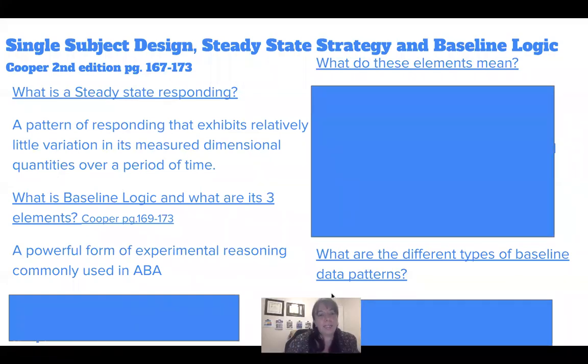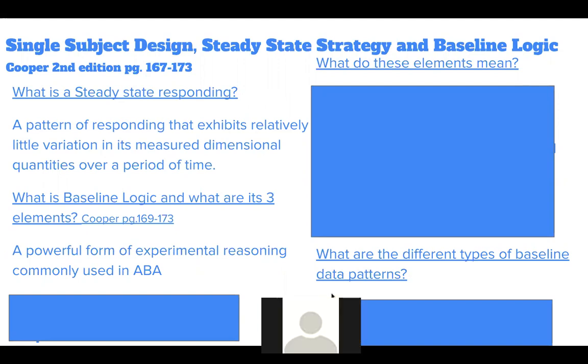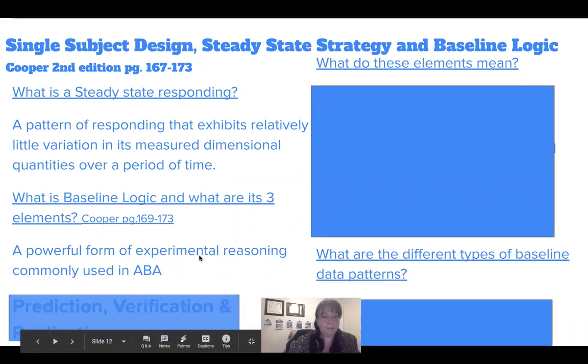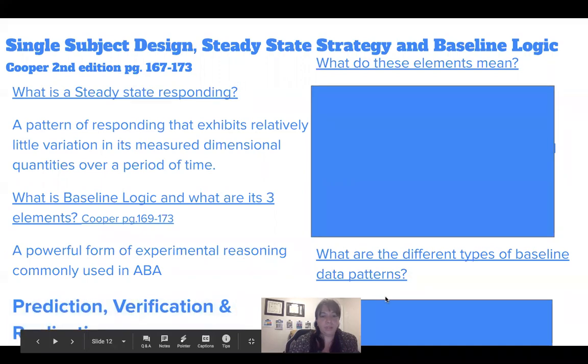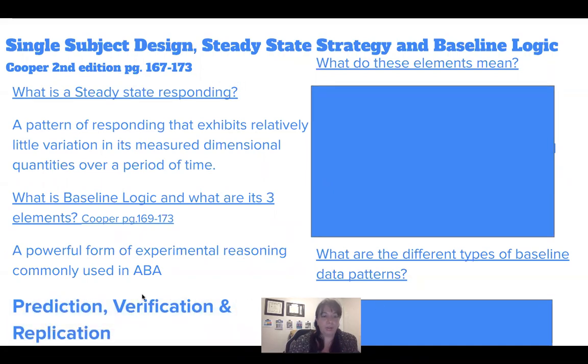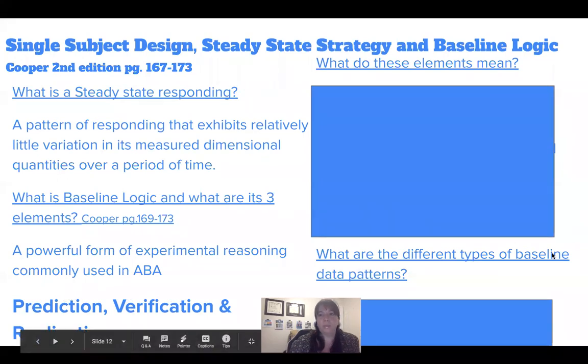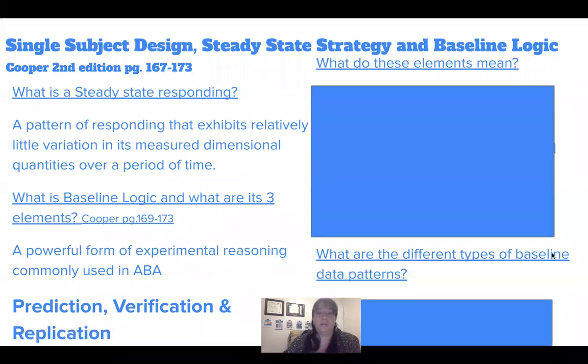All right. So what is baseline logic and what are its 3 elements? I'm going to read out what it is, and you guys are going to tell me its 3 elements. A powerful form of experimental reasoning commonly used in ABA. So that's what it is. Can anyone tell me the 3 elements? PVR: prediction, verification, and replication. Yes, ma'am. Prediction, verification, and replication. Nice. Perfect. All right, so since now we know what they are, can anyone tell me what they mean? What do these elements mean?